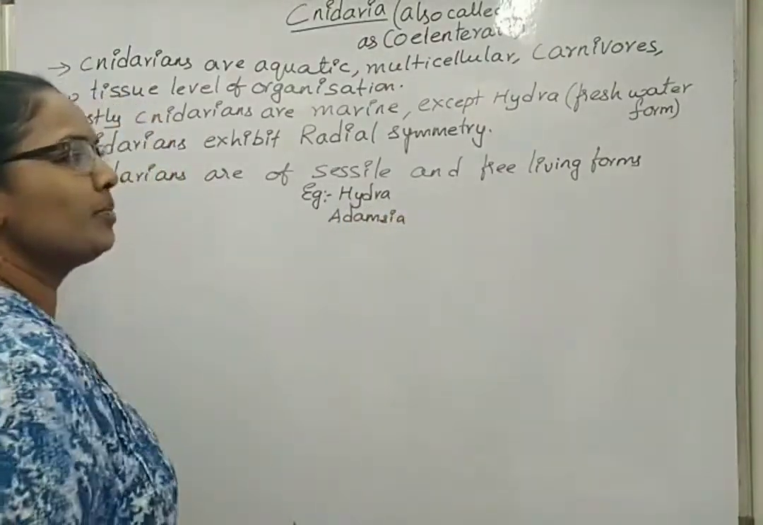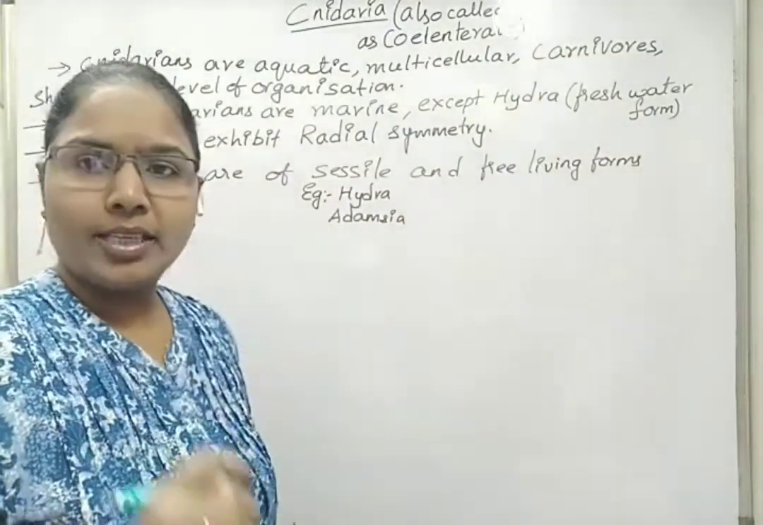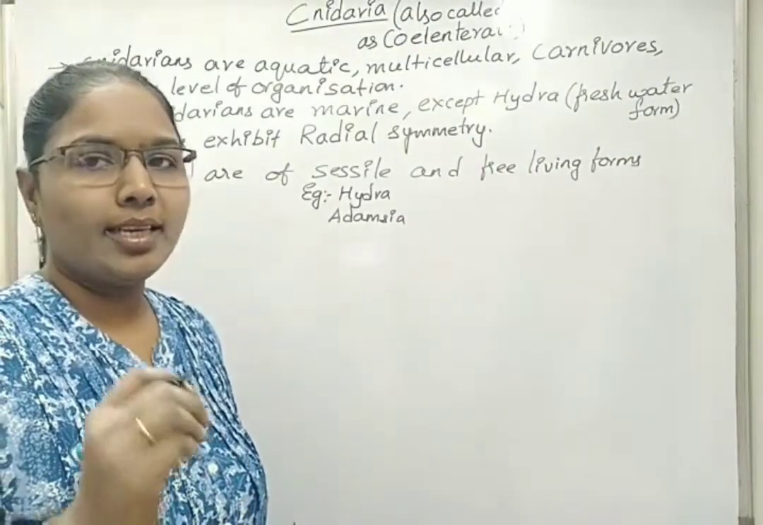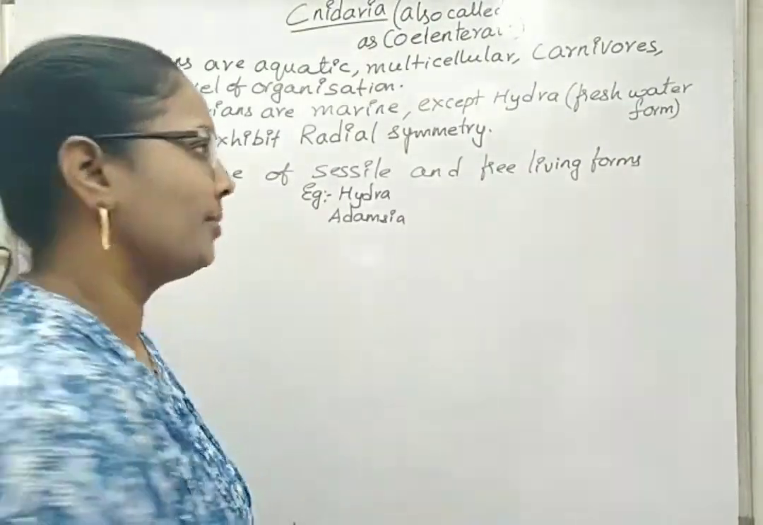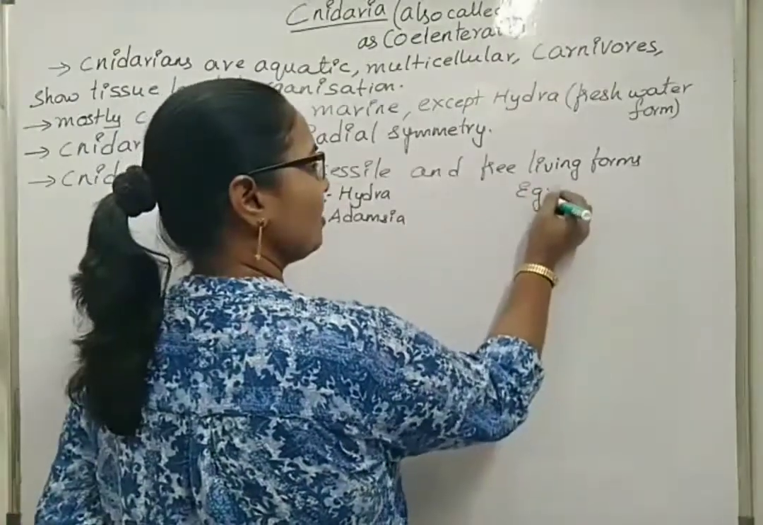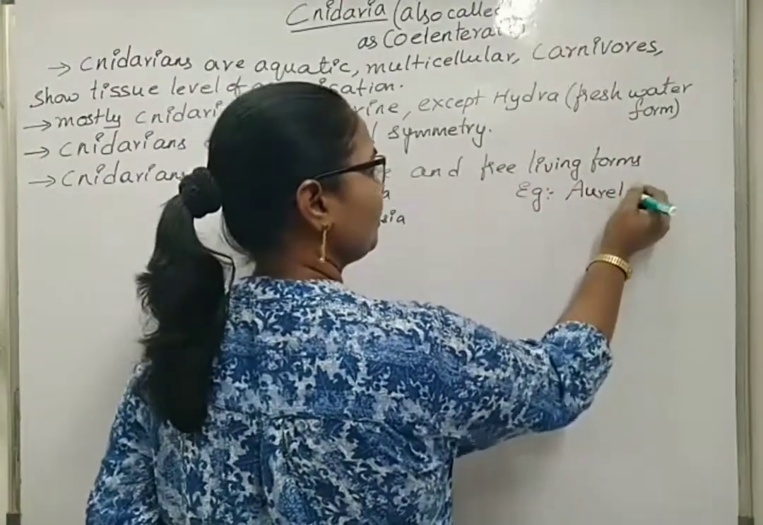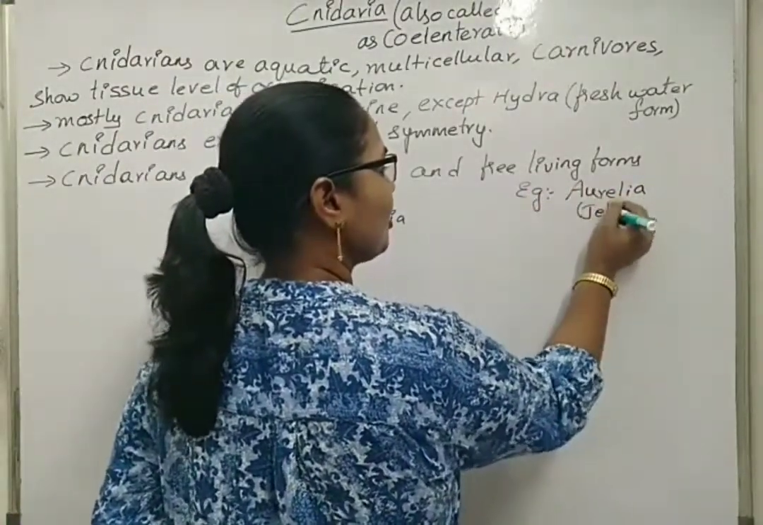In this animal kingdom chapter, organisms' names, their common names and their scientific names, both are important. Here example is Aurelia. We used to call as jellyfishes.